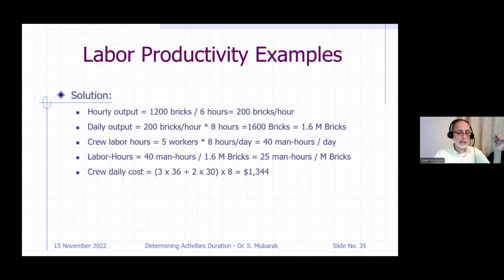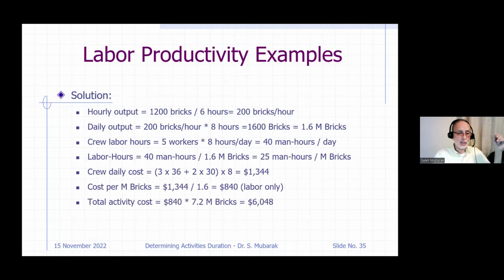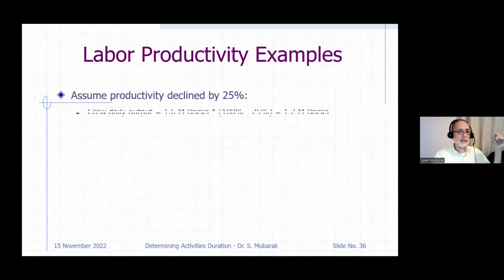Cost: the daily cost for the crew is 1,344. The cost then for 1,000 bricks is 840. We divided the crew daily cost by the crew daily production. Total activity cost is 6,048 for labor only. We're not counting the bricks and the mortar. Total activity duration, which is total quantity divided by 1.6, is 4.5 days.